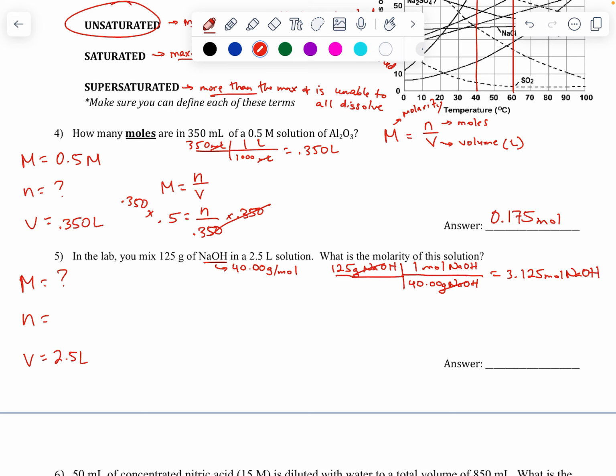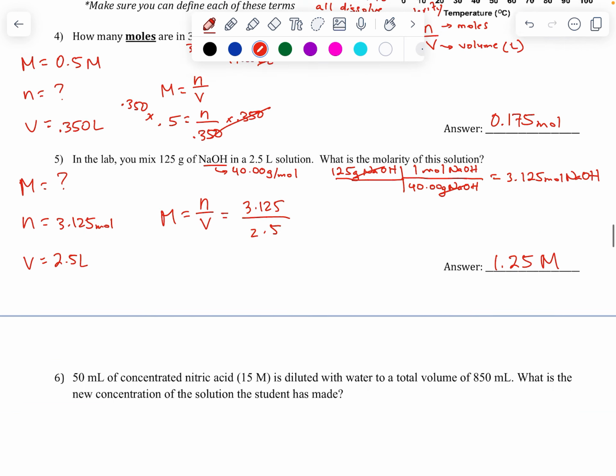So 3.125 is the value we're going to use in this equation. Moles is 3.125, volume is 2.5, and our answer ends up being 1.25 molar, big M for molarity.